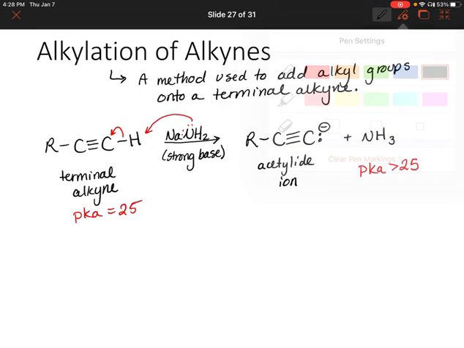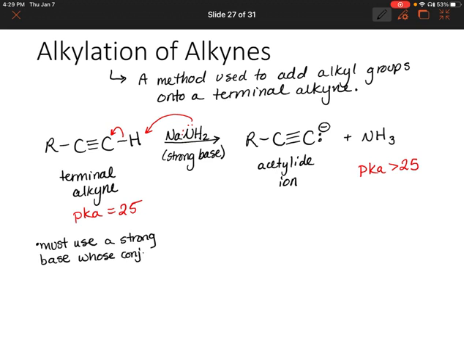So let's just make a note. You must use a strong base whose conjugate acid has a pKa greater than 25. So NaNH2 is a good option. Its conjugate acid does have a pKa greater than 25.